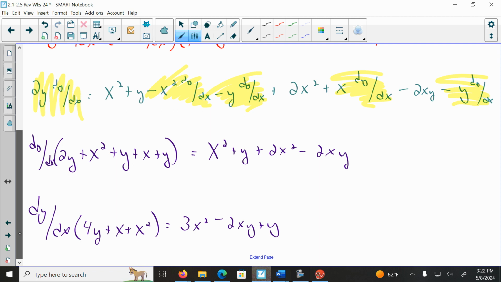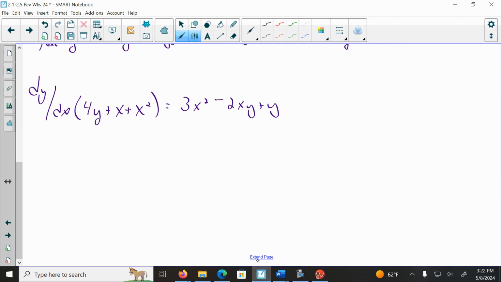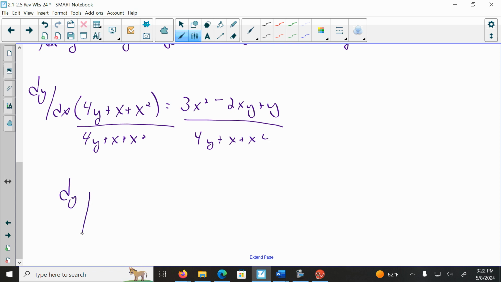And now I'm going to divide by whatever's with the dy dx. So I'm going to divide by this 4y plus x squared. It does not matter the order that you write these terms in. So my dy dx is equal to 3x squared minus 2xy plus y, and then I have 4y plus x squared, and that's my final derivative.